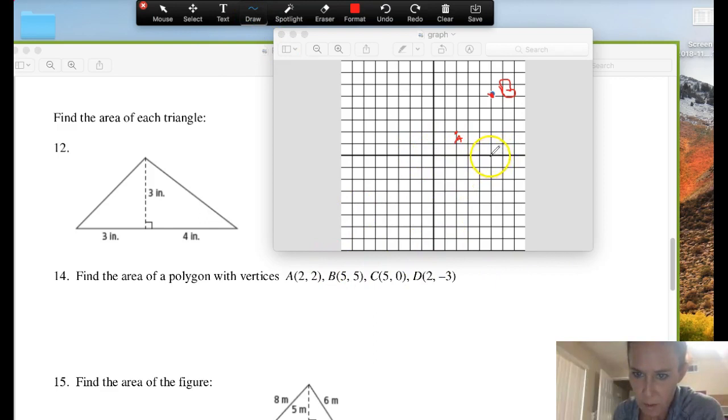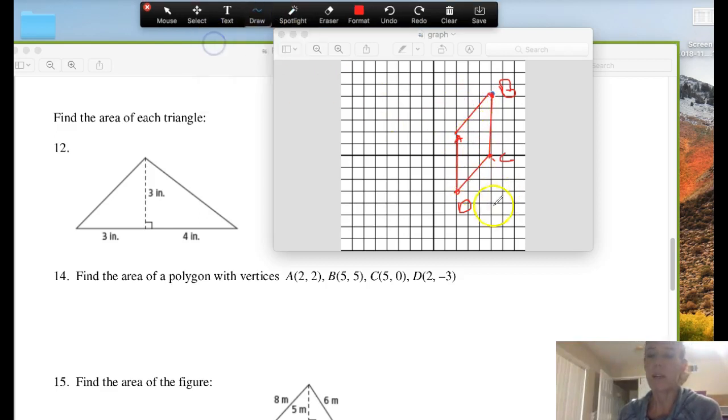Over 5, up 0, there's C. And then D is over 2, down 1, 2, 3. There's D. Okay, and if we go ahead and draw this, that's a vertical distance. That's a vertical distance. We can count that distance, easy enough. This is slanted, and this is slanted. We're going to have to use distance formula to get those two distances.